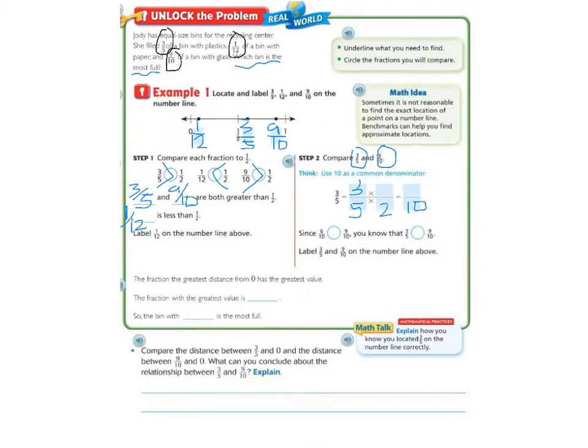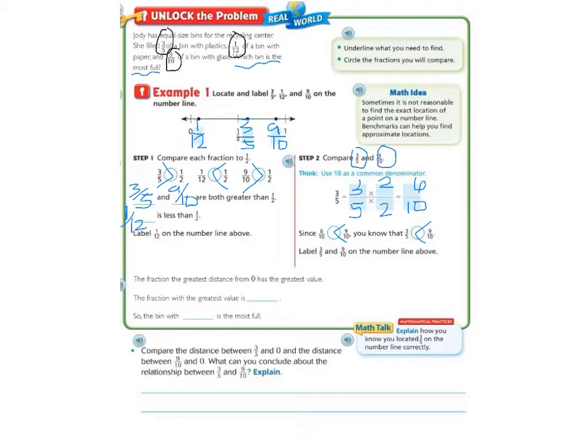And then whatever I do to the bottom, I have to do to the top. So if I multiply the bottom by 2, I'm going to multiply the top by 2. And 3 times 2 is 6. So then I have 6/10. And now I can compare 3/5 and 9/10 with the same denominator, so it's easy to tell. So which one's bigger, 6/10 or 9/10? Well, we know that 9 is bigger than 6. So 6/10 is smaller than 9/10. So given the fractions how they gave it to us above, we know that 3/5 is smaller than 9/10.